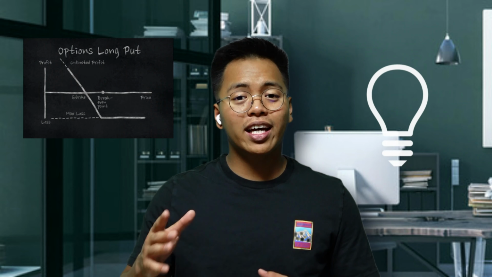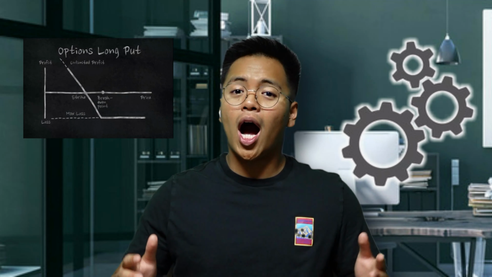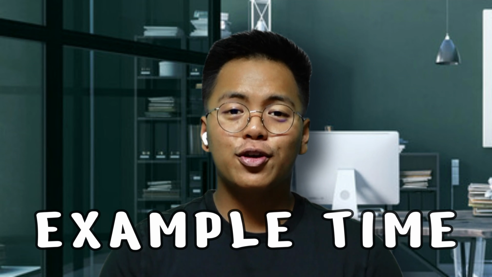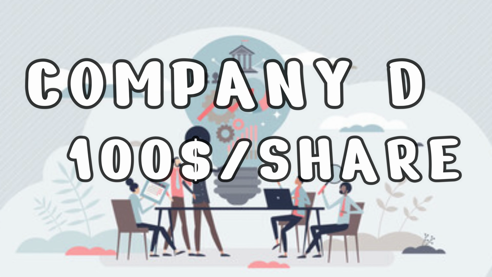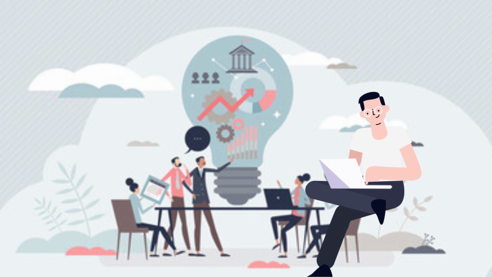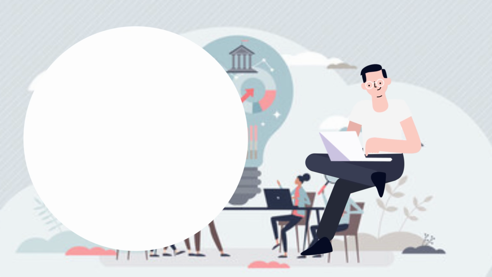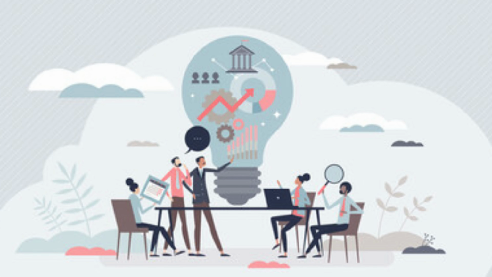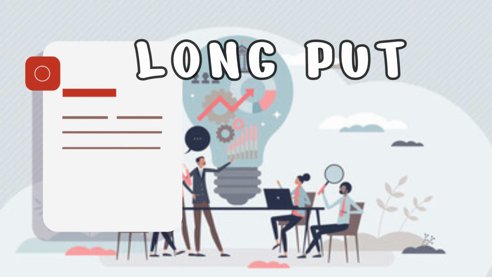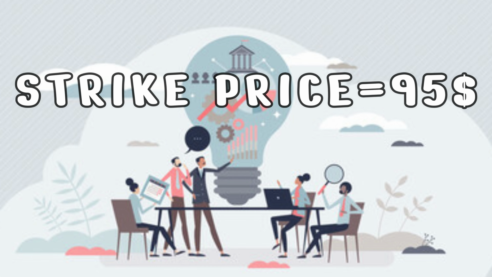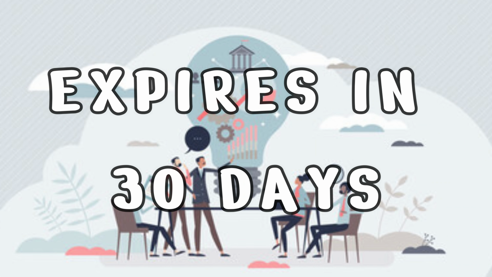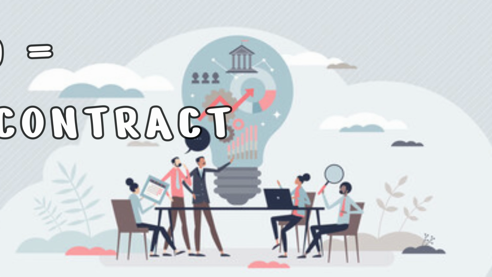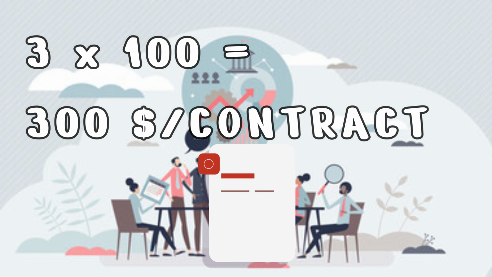Now that you know what a long put is, I will talk about how it works. We will give you an example. Let's say that company D has a stock that is being traded for $100 per share. Based on your studies of patterns and looking at news, you project that the price will go down. So you buy a long put option contract that has a $95 strike price for $3, and this contract expires in 1 month. That $3 will be multiplied by 100, which would be $300 for one contract.